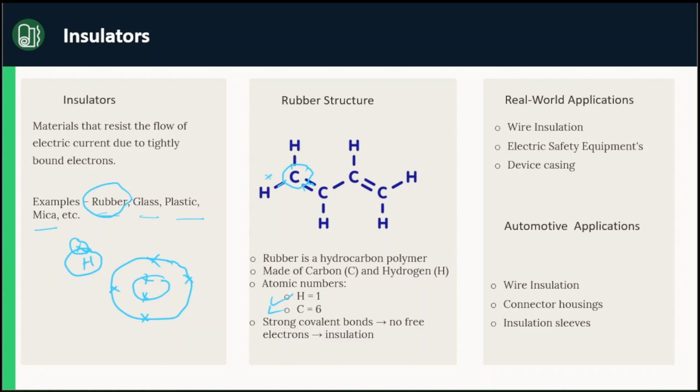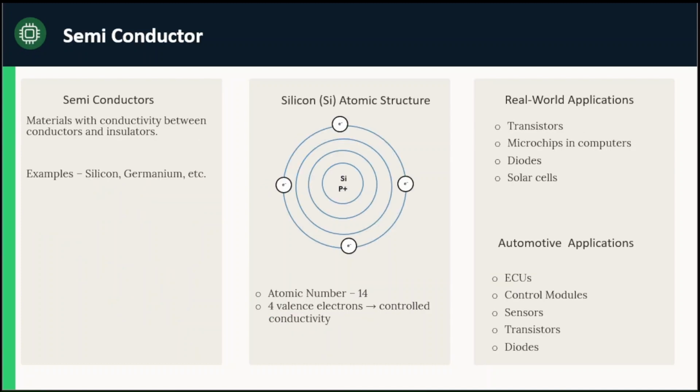Now we learned what an insulator is. Insulators are the materials which resist the flow of electrical current since they don't have adequate free electrons. The examples are rubber, glass, plastics and all. We learned about the structure of an insulator and its applications. Let us jump into semiconductors. Semiconductor means sometimes it will allow the flow of current or electricity.